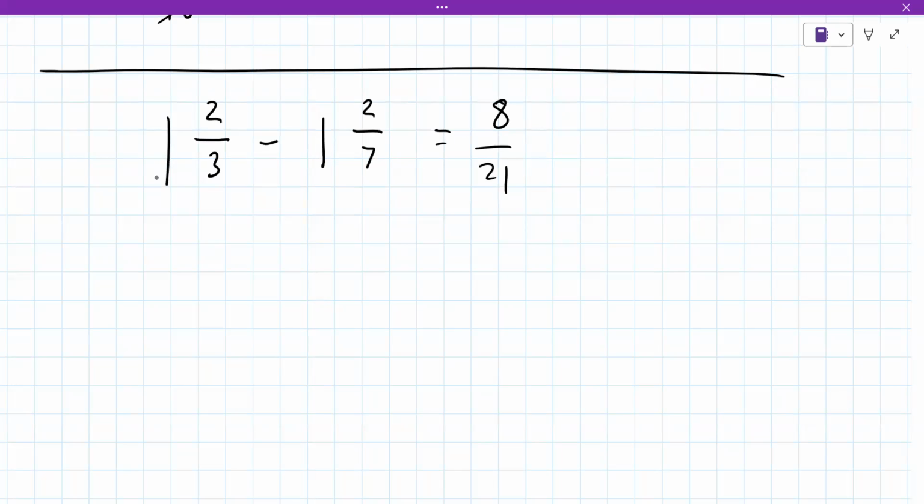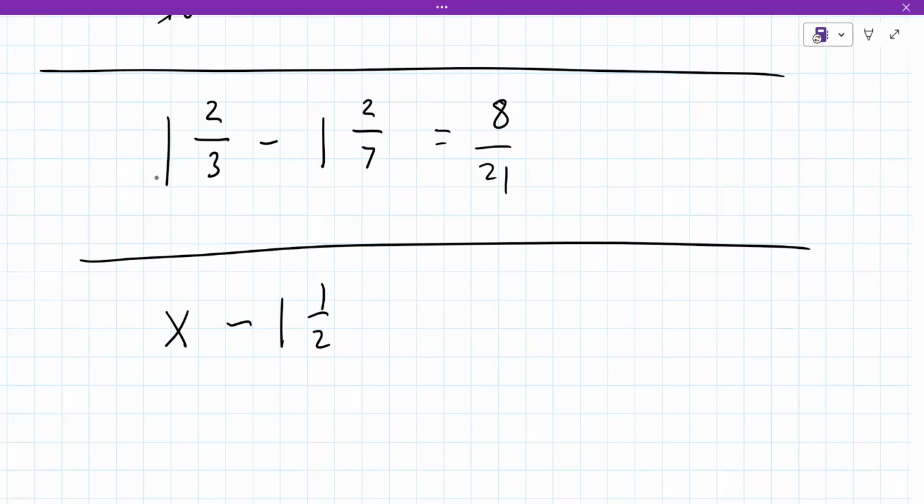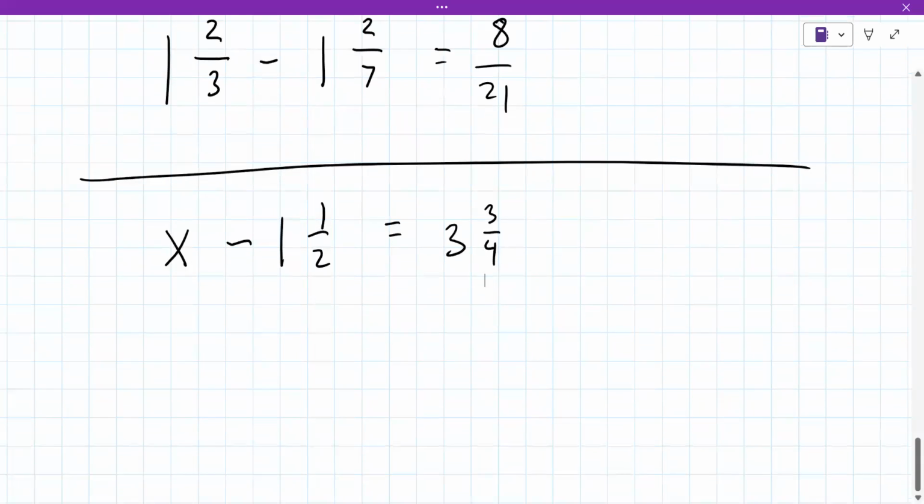Here's a new one. Let's say it's x minus 1 1/2 equals 3 3/4. How do you solve this? How do you undo this right here? The subtraction. So you would add 1 and 1, so it'd be 3 3/4 plus 1 1/2. Yes.